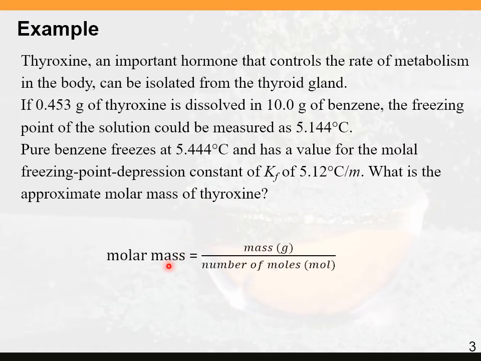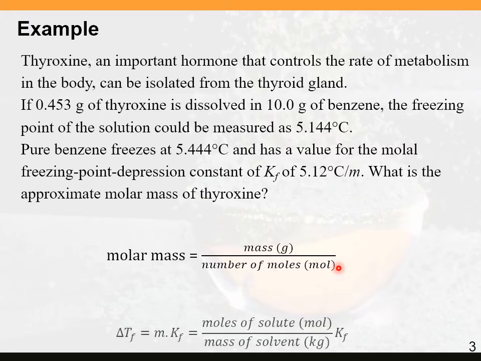We are going to use the molar mass formula. We're going to divide the mass by the number of moles of the substance. And we're going to use the freezing point depression equation, where molality times freezing point depression constant gives you how much the freezing point has decreased. Remember, molality is equal to moles of solute divided by mass of solvent. So molar mass is going to use mass coming from the given value and the number of moles from the freezing point depression equation.